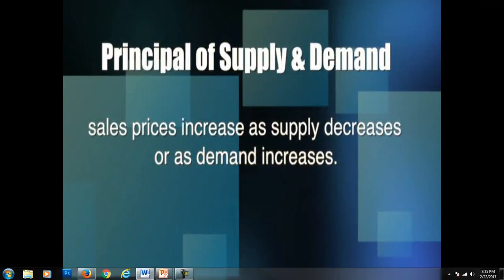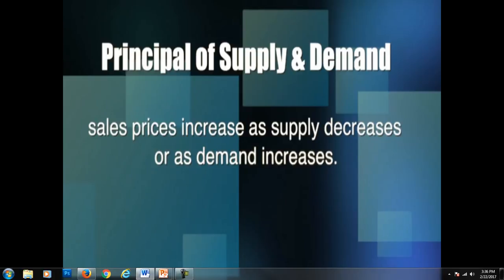The second principle, the principle of supply and demand, states that sales prices increase as supply decreases, or as demand increases, which both amount to too few properties for too many buyers. The alternative is that prices decrease if supply increases or demand decreases. So let me put it this way. If there are 5 buyers out there that really want to purchase one particular commercial property, they're going to be likely to bid that price up.